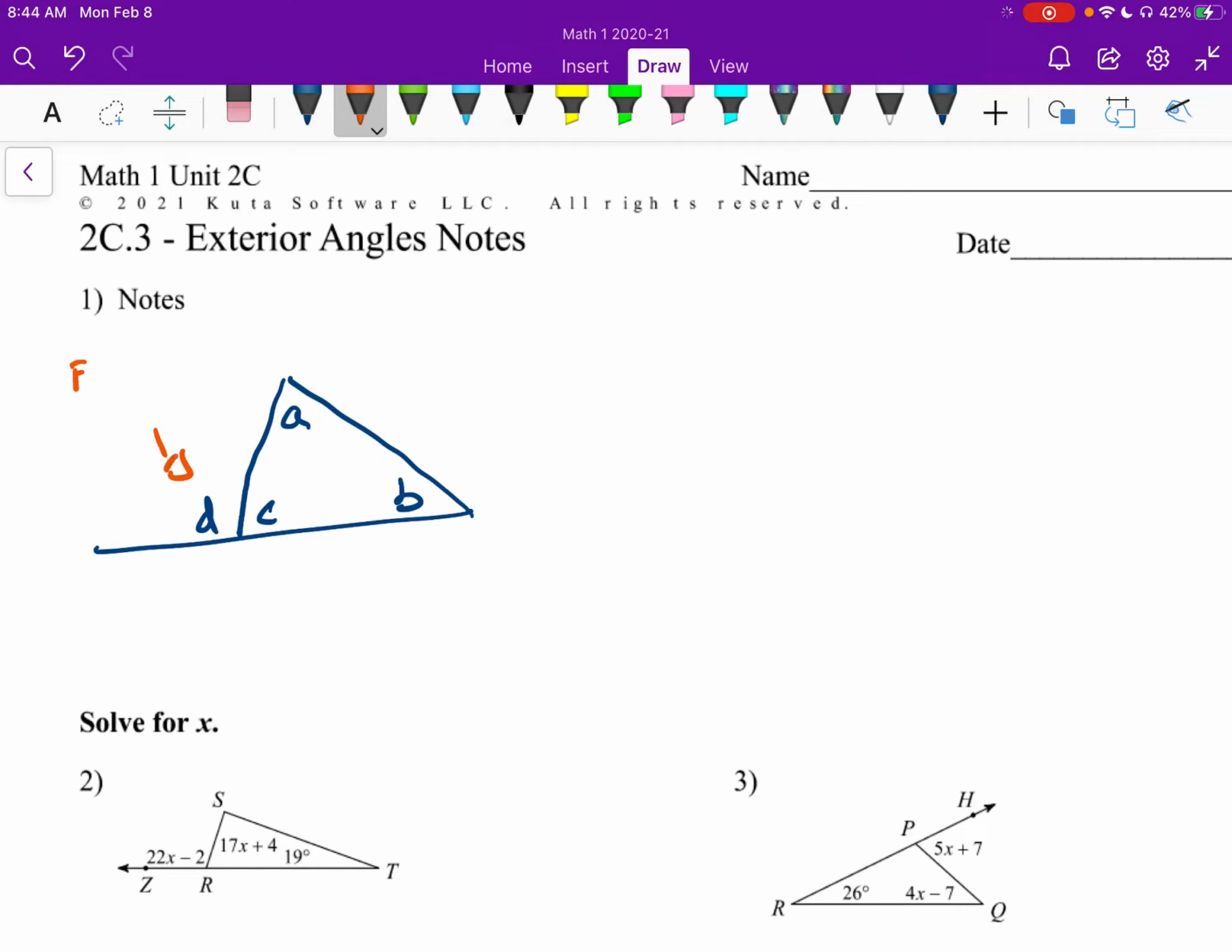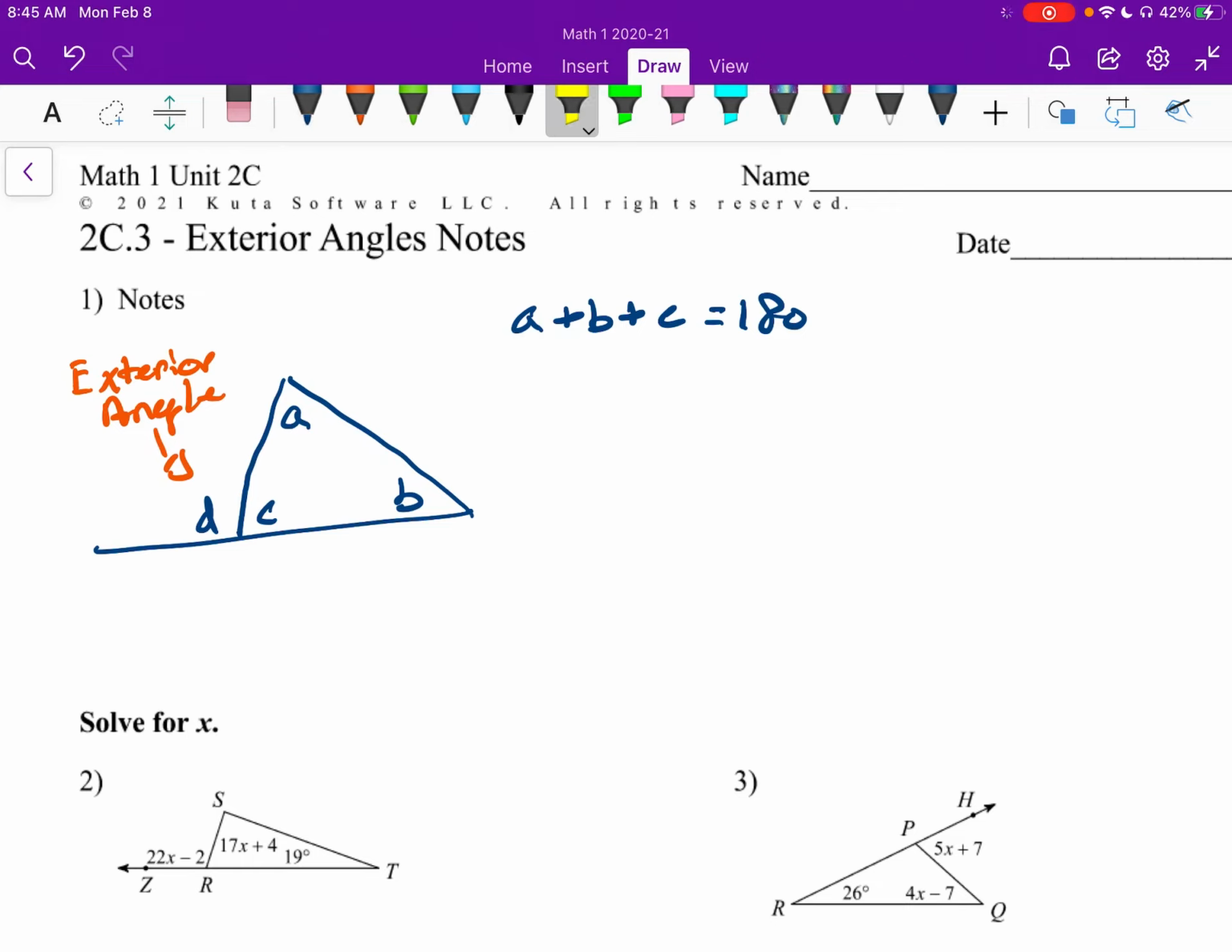Exterior angle. Right? And then angles A, B, and C would be the interior angles, right? The inside angles. So we want to know, what can we say special about angle D? Well, for starters, let's just repeat what we know. We know that A, B, and C add up to 180. So A plus B plus C is 180, right? You add up the angles inside the triangle, they add up to 180 degrees.